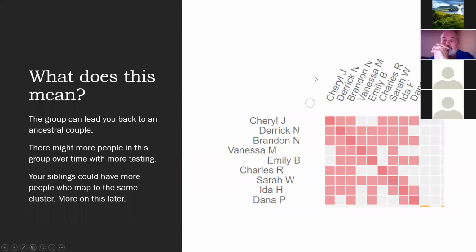So what does this mean in terms of clustering? Well, it means that this group can lead you back to an ancestral couple. Now, there might be more people in this group over time as more people test. It's entirely possible that the next time you do the clustering, there will be more people who join in the cluster.